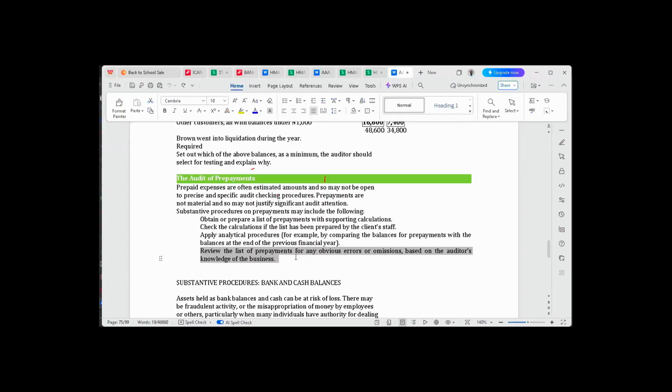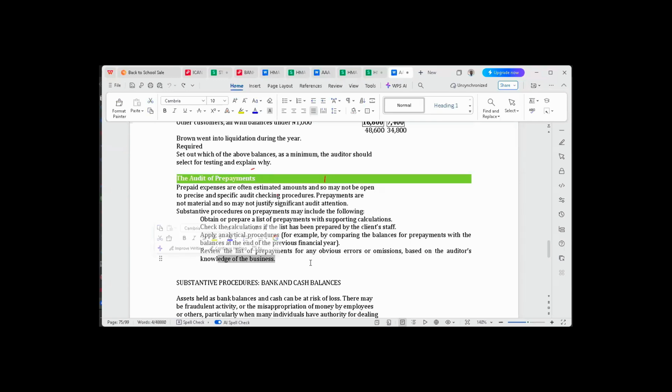Then you need to review the list of prepayments for any previous error or omission based on auditor's knowledge of the business. So you need to ask, has there been any error? For instance, let's say your ISP is supposed to be paid for 3 months, you paid for 6 months. The invoice they give to you is for 3 months, but you paid for 6 months, right? You need to look at some of those issues, if there's any. That's what you need to do.